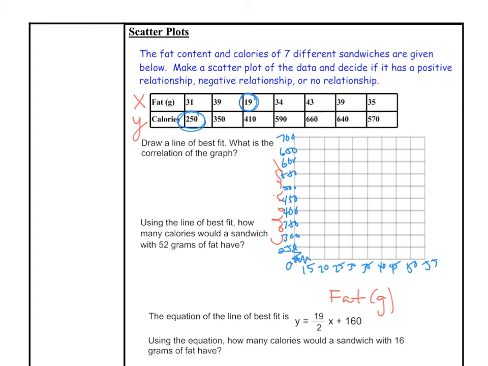Let's see, first one is 31, 250, so I go just a little past 30, and then I go up to 250, so right about there. I'm going to let you do the rest.